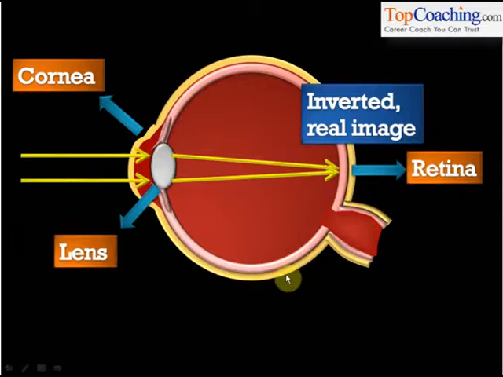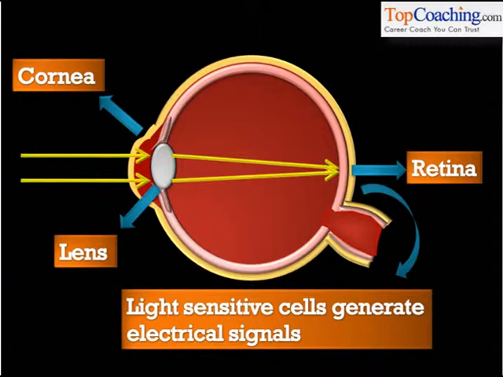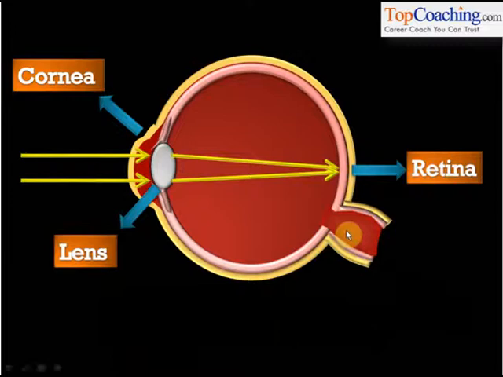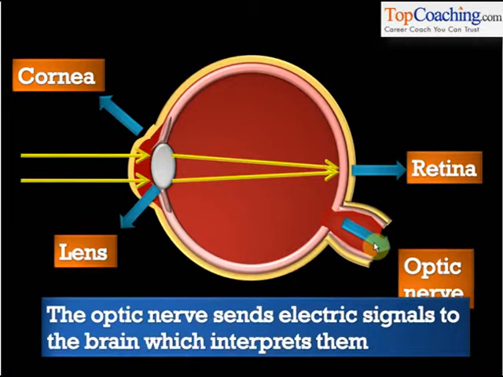Now what happens after this? How do we see an object, after the image has been formed? Once the image has been formed, the light sensitive cells in the retina generate some electrical signals. These electrical signals are transmitted to the brain by a nerve called the optic nerve. You can see this bulging portion here that's coming out of the eyeball. This portion is the optic nerve. This nerve carries the electrical impulses from the retina to the brain. The brain then interprets these electrical signals and tells us what we are seeing.